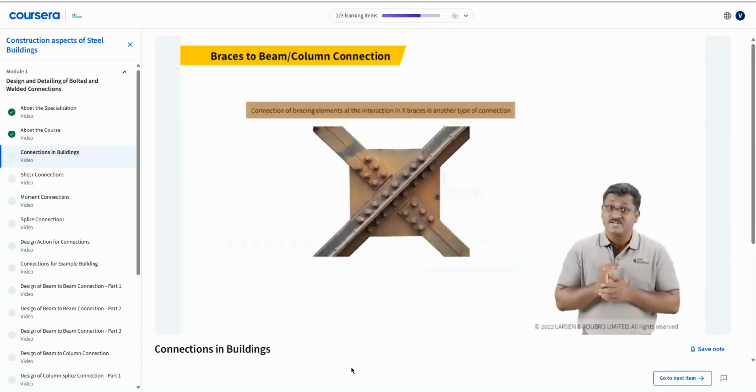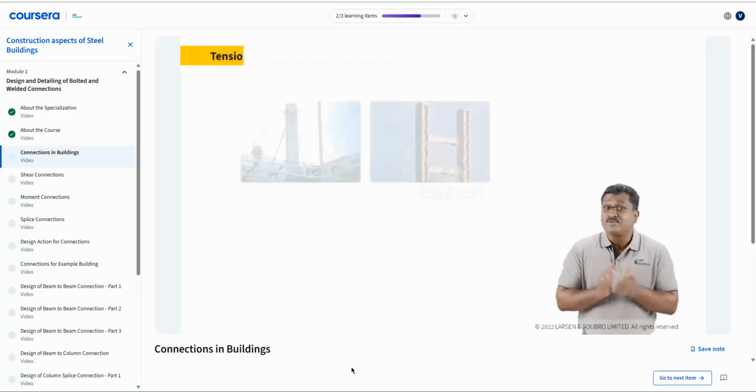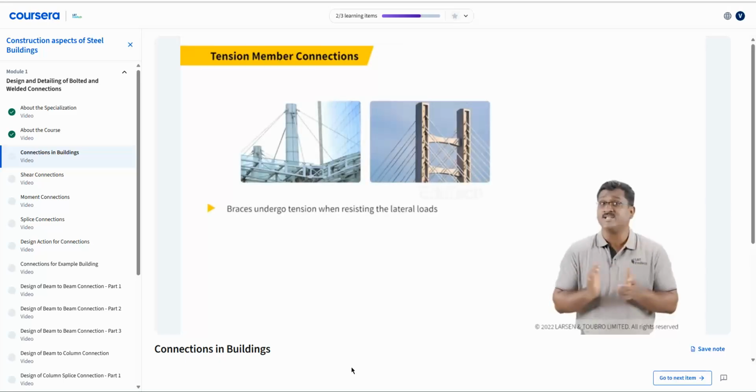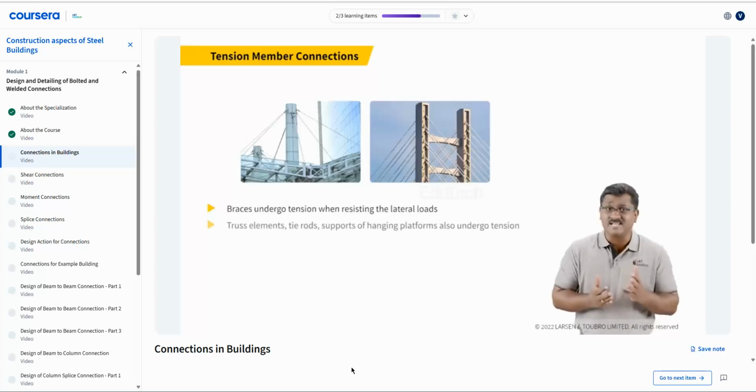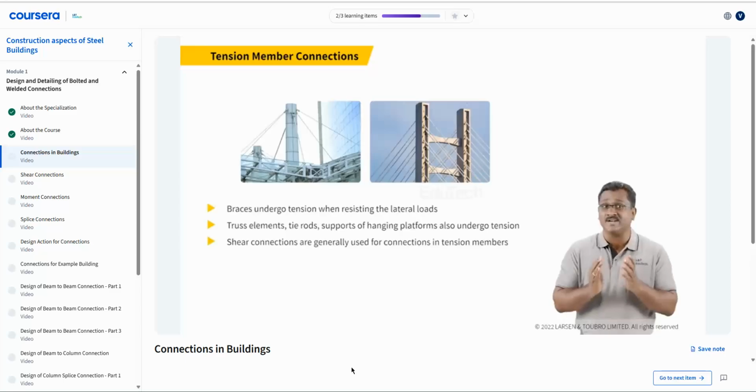The connection of bracing elements at the intersection of X braces is another type of connection required generally. Apart from the braces which can undergo tension when resisting the lateral loads, there can be other tension members also in the building structures like truss elements, tie rods, supports of hanging platforms, etc. Shear connections are generally used for connections in tension members.